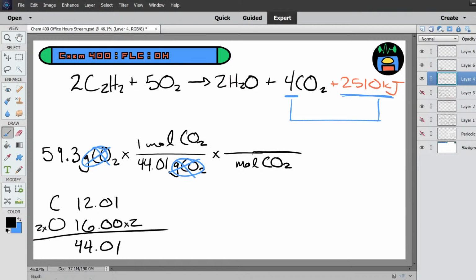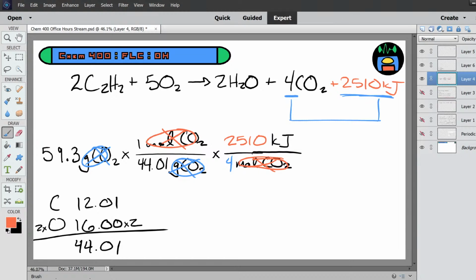Now that we've converted from grams of CO2 to moles of CO2, we can convert from moles of carbon dioxide to kilojoules of energy, because our balanced chemical equation tells us that for every 4 moles of carbon dioxide that are produced, 2,510 kilojoules of energy are produced. So moles of CO2 cancel, and now we are ready to crunch our numbers.